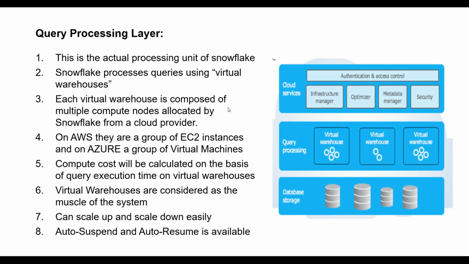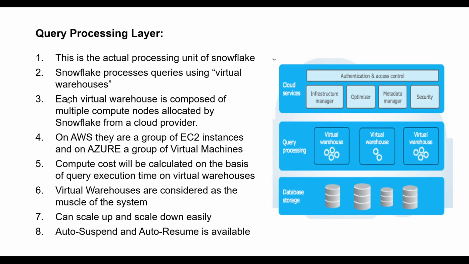Each virtual warehouse is composed of multiple compute nodes allocated by Snowflake from a cloud provider. So we discussed yesterday, whenever we are hosting Snowflake, we can host in any of the three cloud providers like AWS or Azure or GCP, right? So if you choose AWS, then AWS will give a group of EC2 instances. They are like the processing compute nodes.